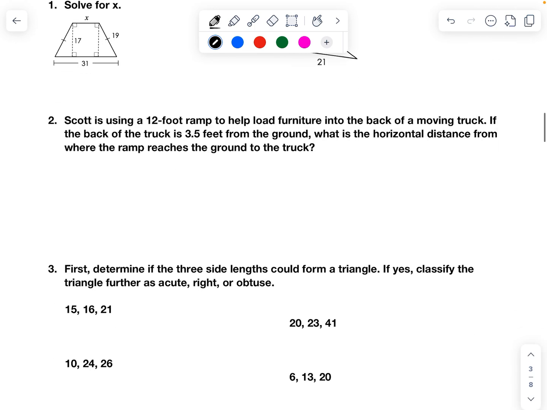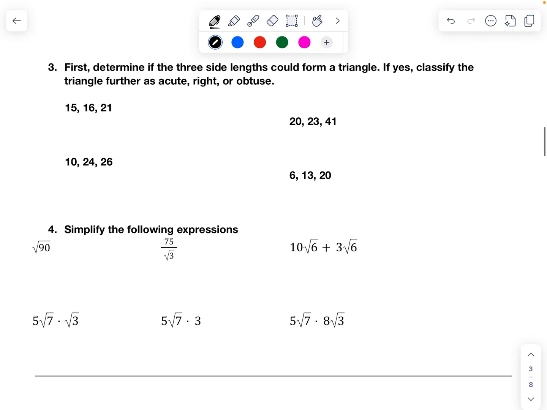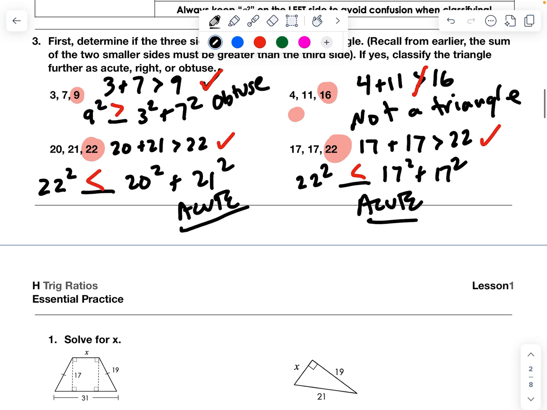All right. There are some practice problems for you to look at here, and you can work together.